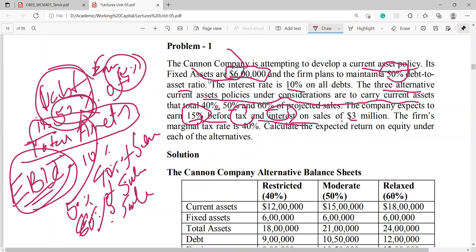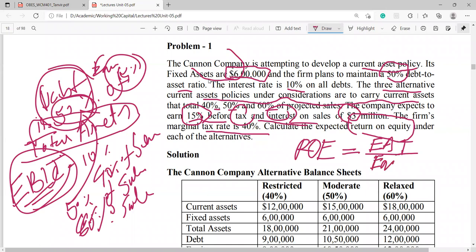What's the sales volume? $3 million. Their marginal tax rate? 40%. So what do you have to calculate? Return on equity. How can we calculate return on equity? Earning after tax divided by equity. Why do we want to know return on equity? Because we want to know the capital that we have invested, that is equity. After investing our capital, how much return we have ensured.